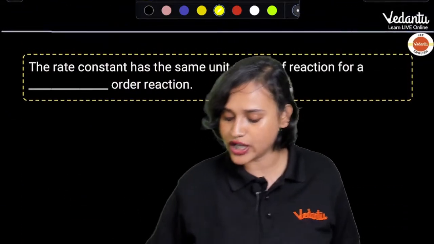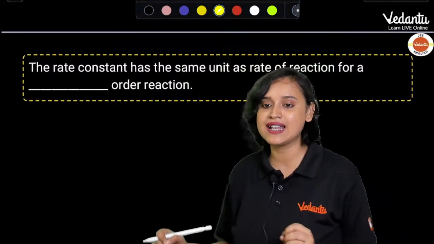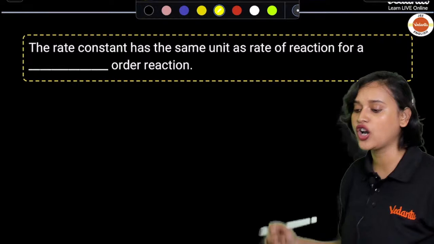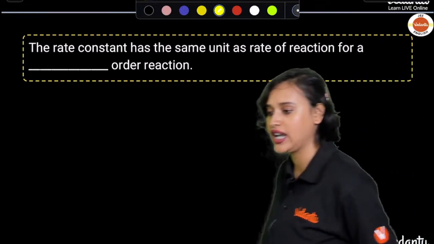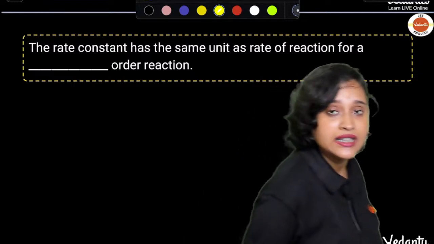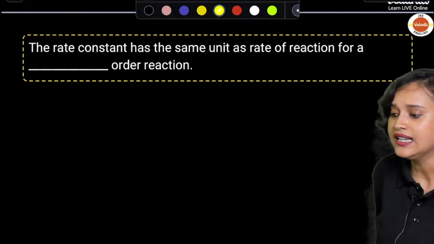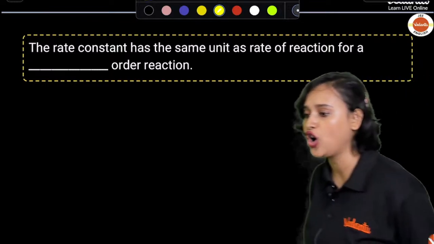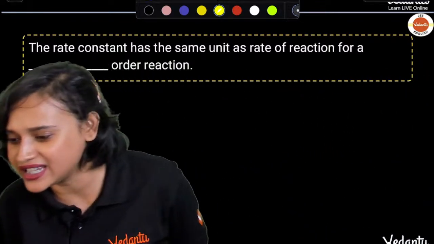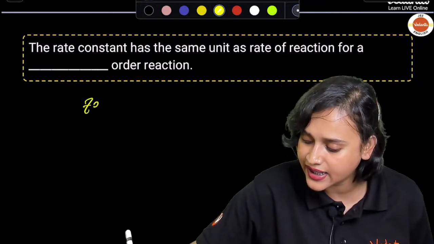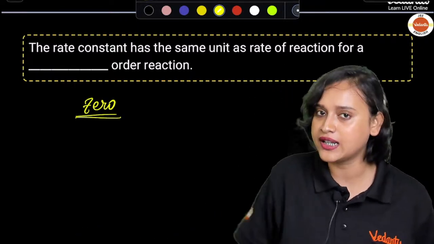Next question. The rate constant has the same unit as the rate of reaction for dash order reaction. Anybody? Absolutely right. Jeevan, Mahesh, Apple, Supriya, Nikhil. Well done, guys. The correct answer is 0. A big 0, not hero.